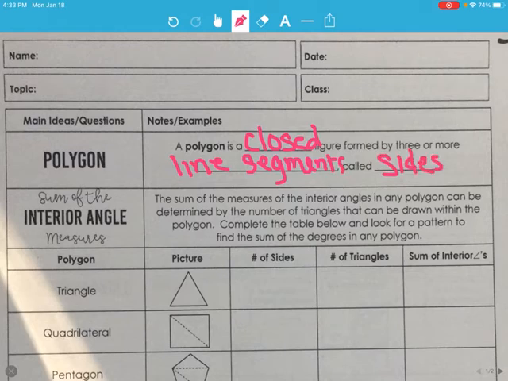Okay, so different types of polygons. We'll start with a triangle. A triangle is made up of 3 sides. We're talking about a triangle, we have 1. And the sum of all the angles is 180 degrees.